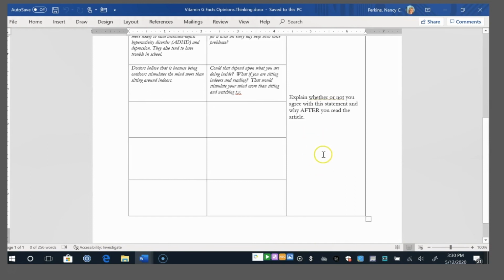And now jot down what your opinion is here on that topic now that you've read the article and you've gathered some facts. Maybe your opinion has changed, maybe it's just changed a little bit, or maybe it hasn't changed at all. But be honest and record what you think now after you've read the information and gathered some facts. Okay, and then when you finish with your chart, be sure to submit it to your teacher.